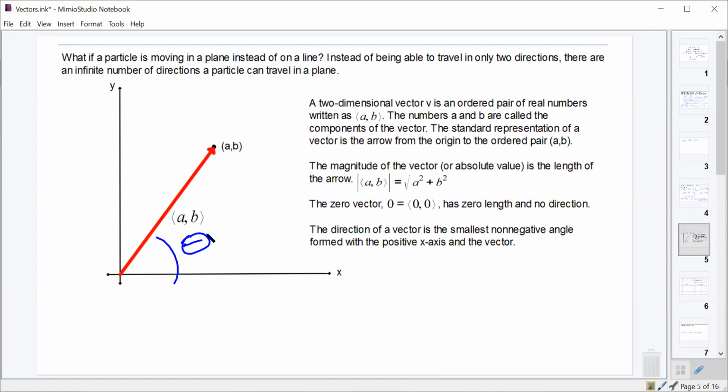So a couple of little notational things: we have what's called the magnitude of a vector, which is also sometimes written as the absolute value of a vector. It's just the length of that arrow. So it's just the distance formula or the Pythagorean theorem on that vector AB. So it's just the square root of a squared plus b squared. So if I ask you for the absolute value of a vector, it's just the square root of a squared plus b squared.